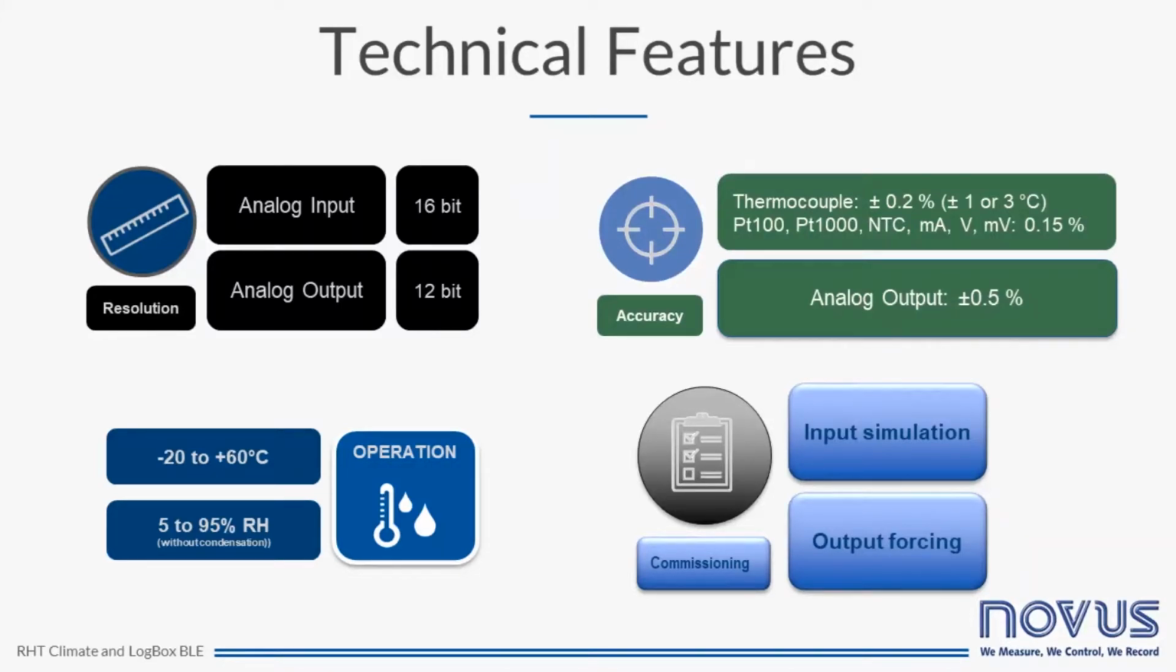The operating conditions for DigiRail Connect are from minus 20 to 60 degrees Celsius in temperature, and from 5 to 95% of relative humidity without condensation. An innovation for an I/O module is the input simulation and the output forcing by software. Valuable features for user commissioning.